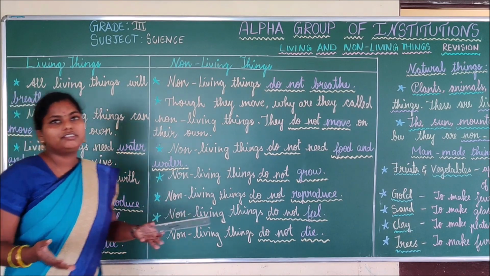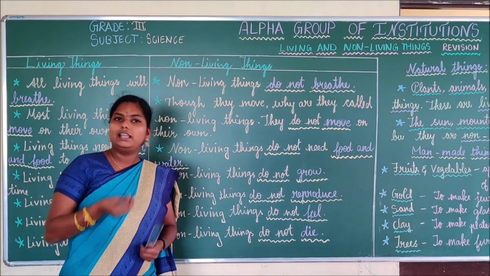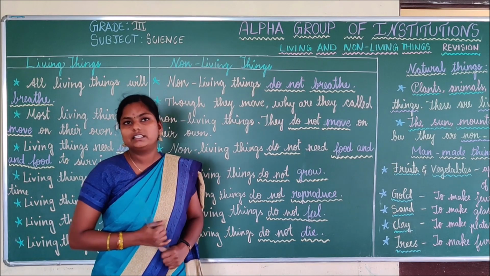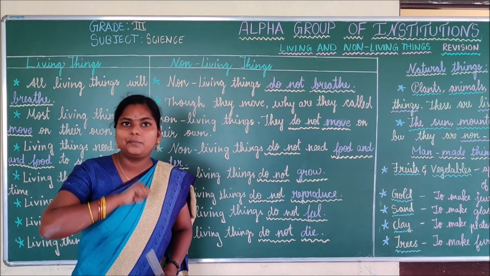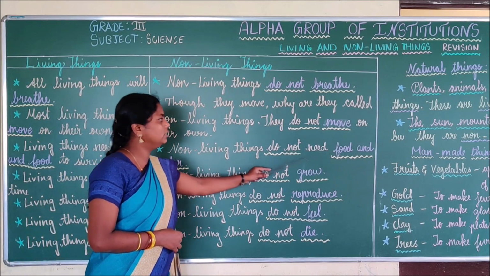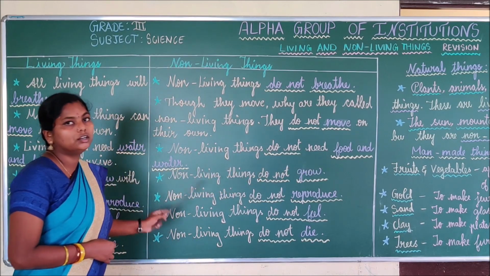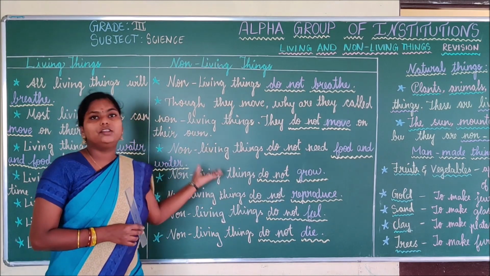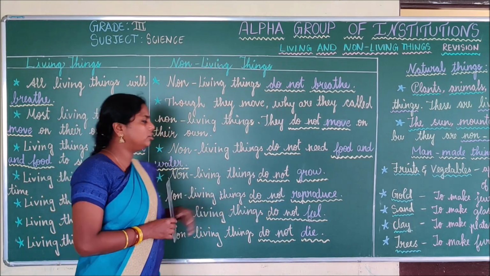Next one, living things need water and food to survive. We all know that if I am very hungry, what do I do? I eat some food. Or if I am very thirsty or it is very hot, I need some water, so I will drink some water. But non-living things do not need food and water. The bench or this blackboard will not drink water or eat food.